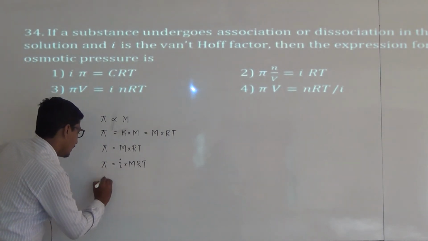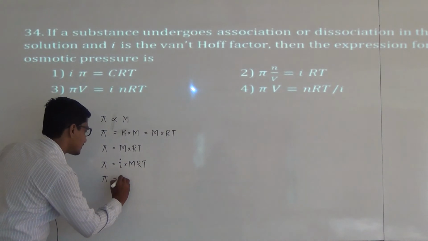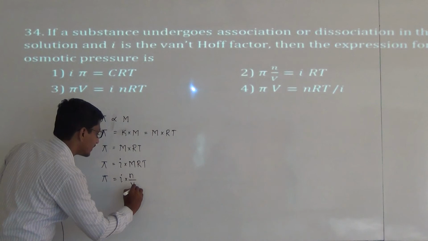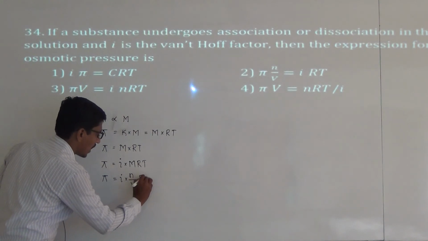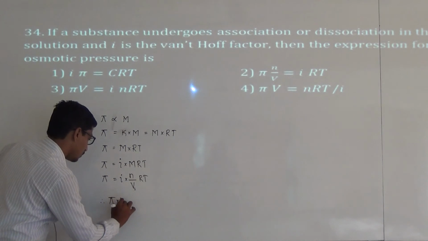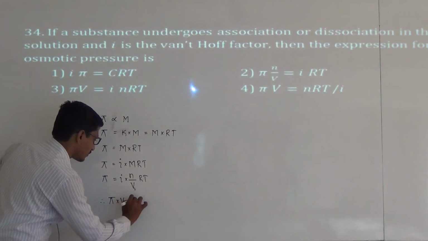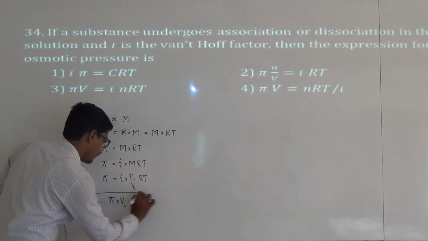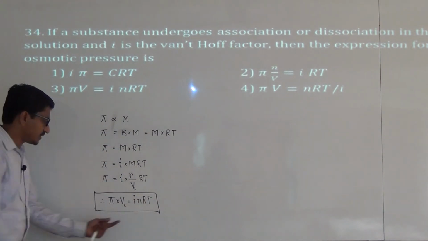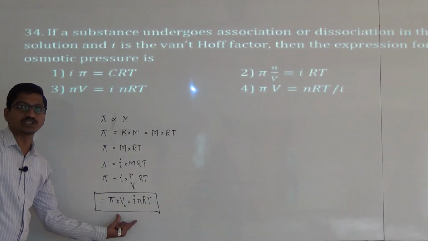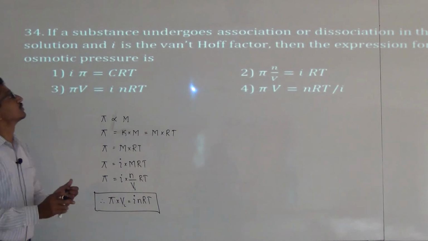And molarity is nothing but number of moles of solute in 1 liter of the solution into RT. Therefore, pi into V liter is equal to i into n into R T. This is the expression for osmotic pressure if the solute undergoes association or dissociation in the solution.